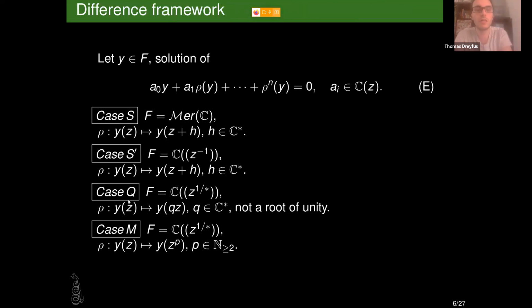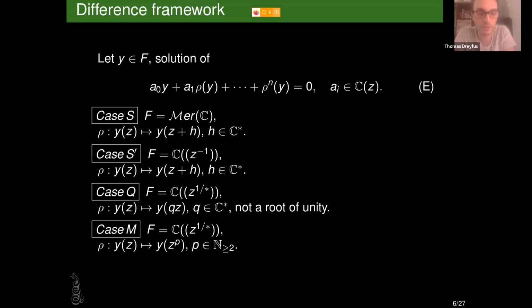So let me give the difference framework that I will consider in this talk. Y will be a function, a series belonging to a field F, that will be a solution of a linear functional equation. Let me consider four cases. The first one is the most natural one. Rho is a map that sends y of z to y of z plus h, where h is a non-zero complex number. Such equations are called difference equations or finite difference equations.